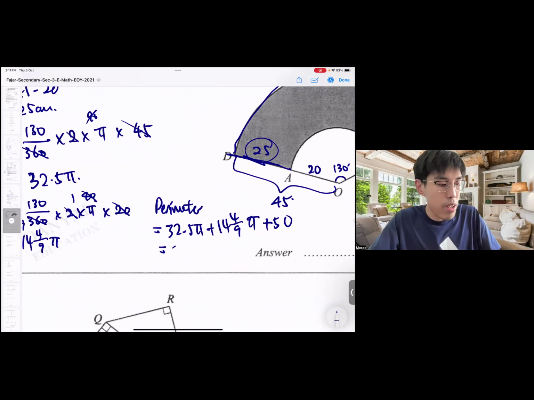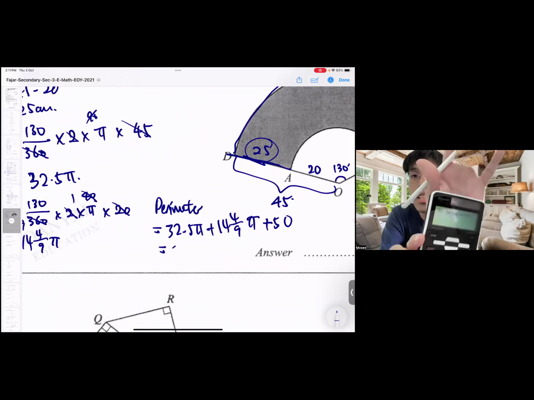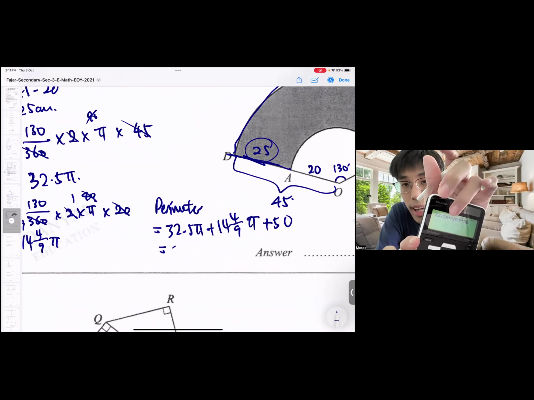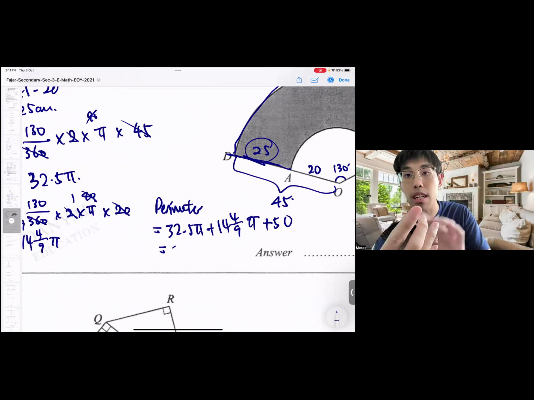So I'm going to key in the calculator to get the answer. So 32.5 pi plus 14 and 4 over 9 times pi plus 50. Just like that. The answer here is from my previous value of 14 and 4 over 9. Then press the calculator, then you get this.